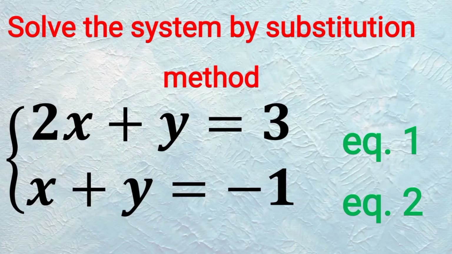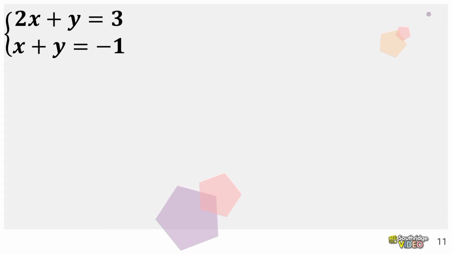Second example, 2x plus y equals 3 as the first equation, x plus y equals negative 1 as the second equation. So the first thing to do, we can use equation number 1 or equation number 2. It depends on you. So let's show first how to use equation number 1. Let me decide on variable y. So I'm going to look for the value of variable y.